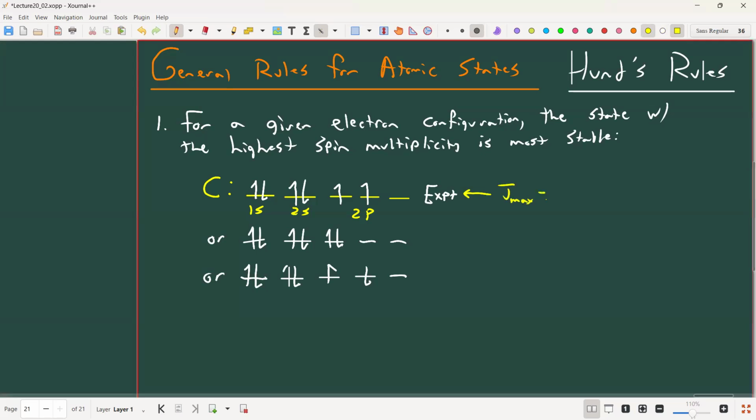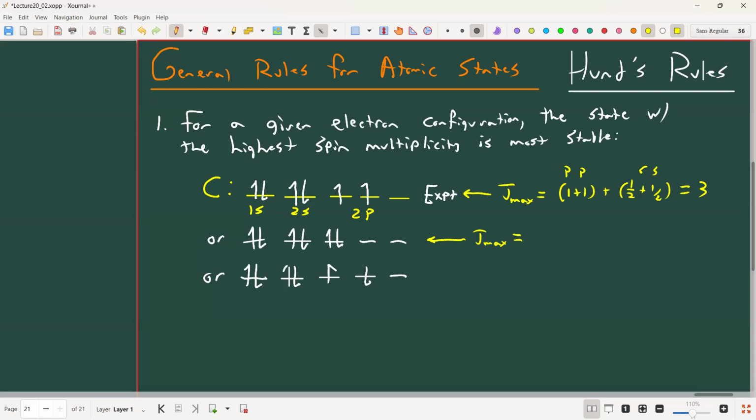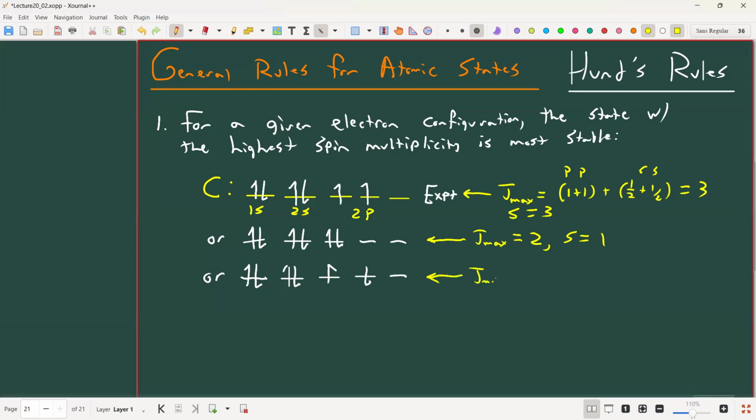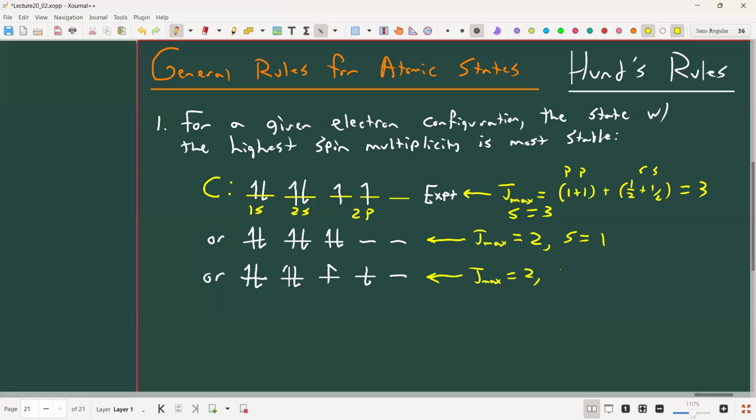what is J max? Well, it's 1 plus 1 for the 2p electrons, plus 1/2 plus 1/2 for the spins. J is 3 here. Here, J max at most is 2. And it's a spin singlet. So S is 1 and S is 3 here. And then here we have J max is equal to 2. S is 1 as well.